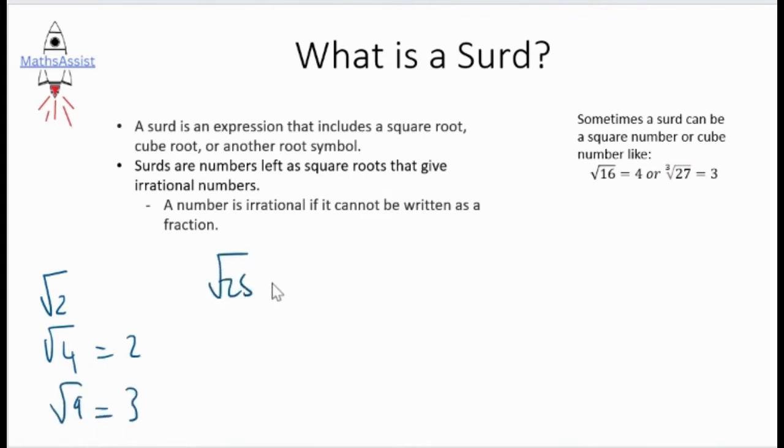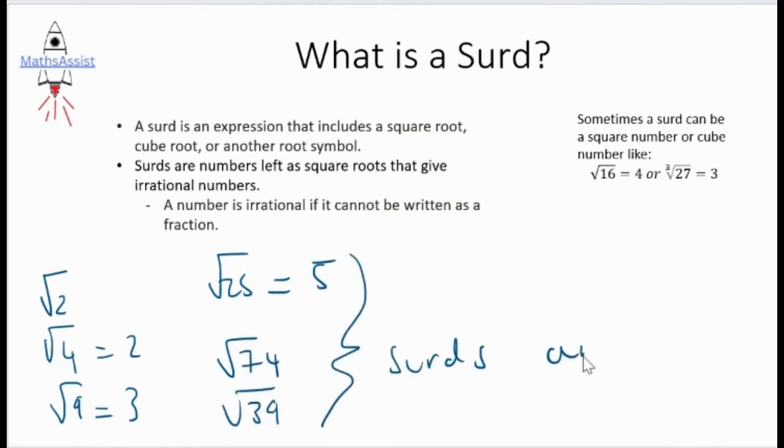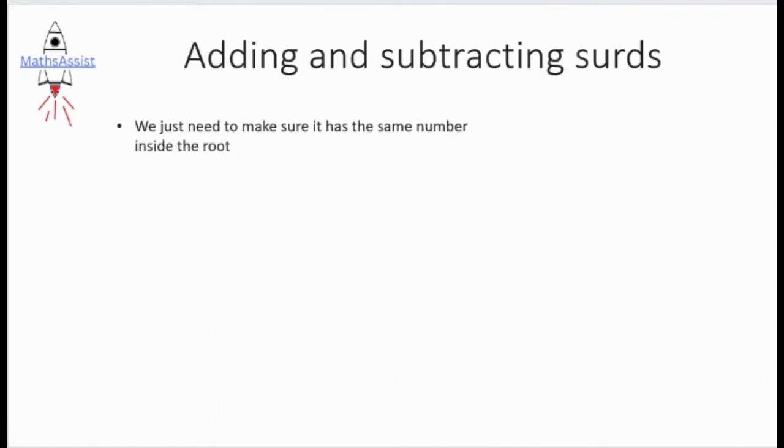All the numbers you see below are surds. It is important that you know your square numbers, as it will be easier when it comes to simplifying surds. So, now we know what surds are, how do we use them? We can add them or subtract them, but how?